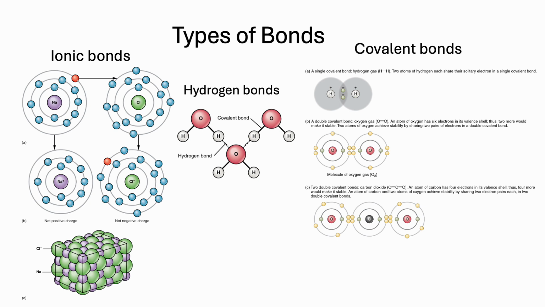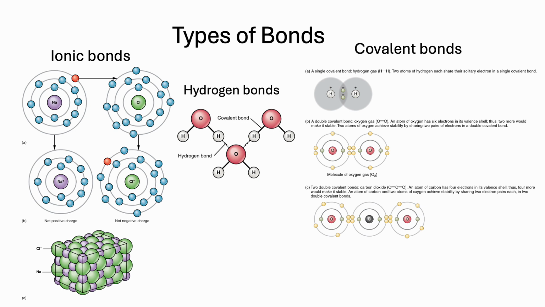So the types of bonds are ionic bonds, covalent bonds, and hydrogen bonds. So ionic bonds are formed by the attraction of a cation's positive charge and an anion's negative charge. So in this picture, the sodium commonly donates an electron to chlorine, becoming the cation Na+. When chlorine accepts the electron, it becomes the chloride anion Cl-. With their opposing charges, these 2 ions are able to strongly attach to each other.